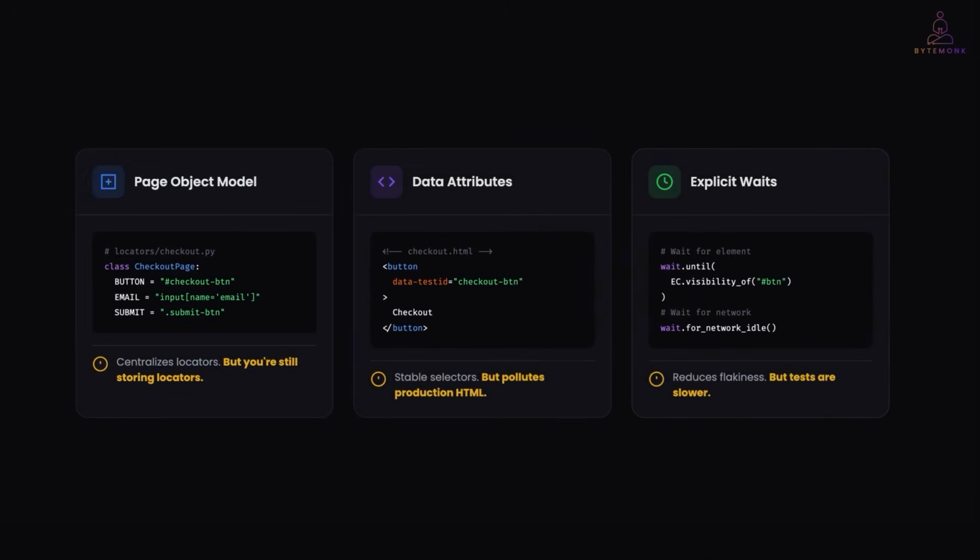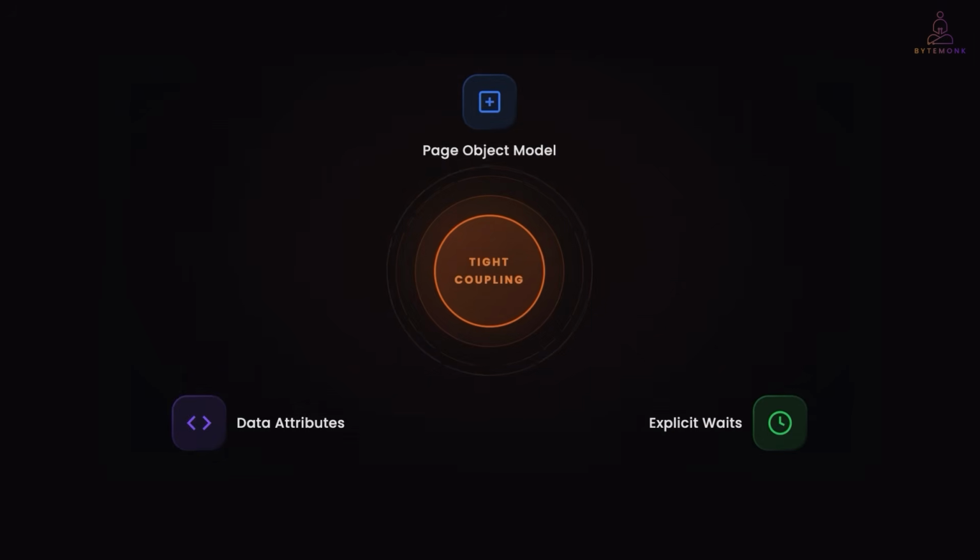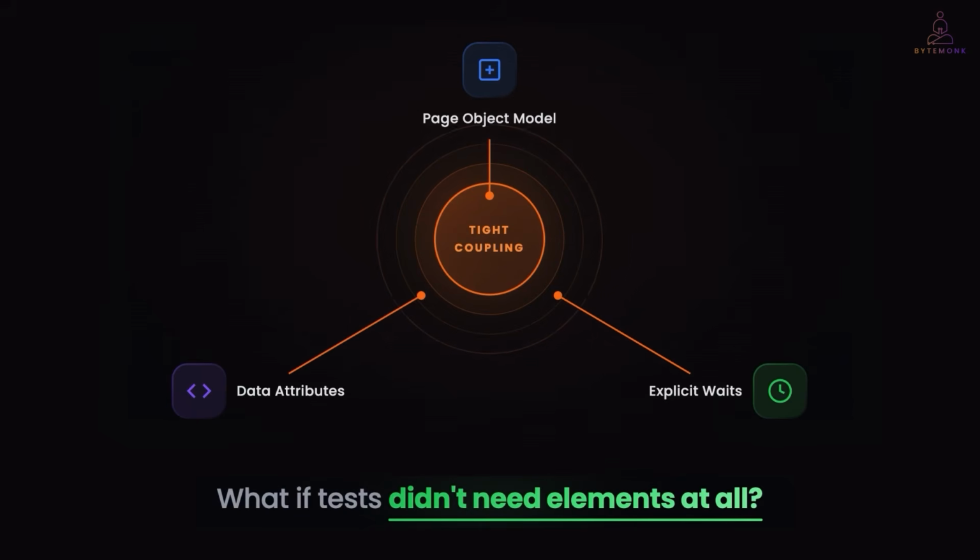All of these are good practices. I'm not saying don't use them, but notice what they have in common. They are all working around the same core problem. Your tests are tightly coupled to implementation details. You're still saying, click this specific element. You have just gotten better at managing which specific element you are clicking. What if the test didn't need to know about the elements at all?